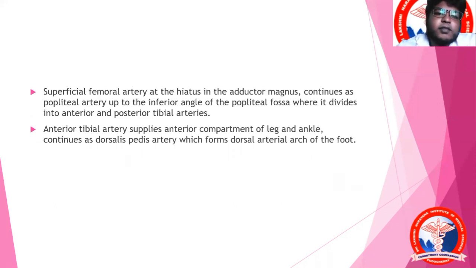Superficial femoral artery at the hiatus in the adductor magnus continues as popliteal artery up to the inferior angle of popliteal fossa, where it divides into anterior and posterior tibial arteries. Anterior tibial artery supplies anterior compartment of leg and ankle, continues as dorsalis pedis artery, which forms dorsal arterial arch of foot.